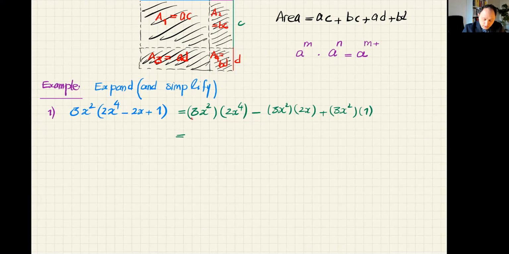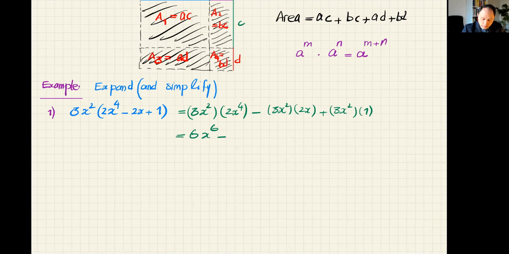I multiply these two. For multiplying monomials, monomials meaning polynomials with one single term, there is no addition or subtraction involved. That's a monomial, and that's also a monomial. If I want to multiply them, I multiply the numbers, so it becomes 6. Then I multiply these two: x to the 2 times x to the 4, according to this rule. So this becomes 6x to the 6.